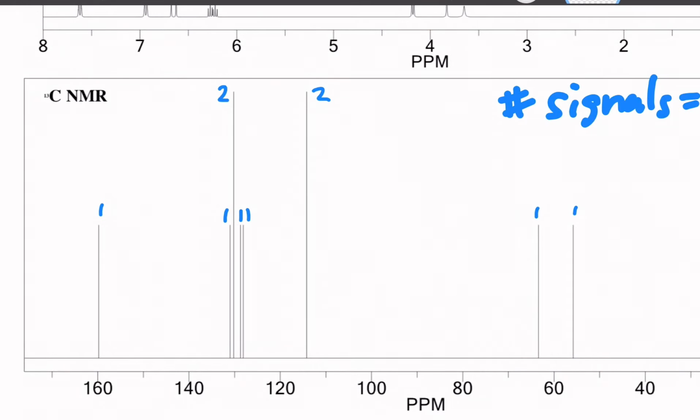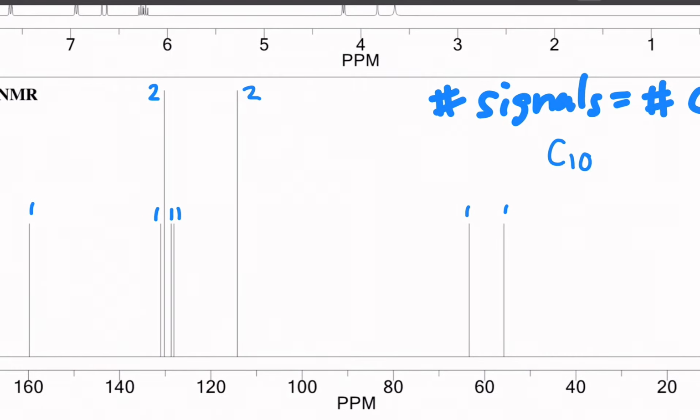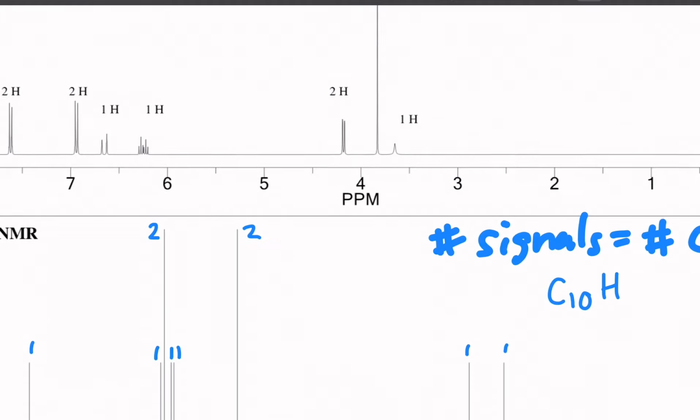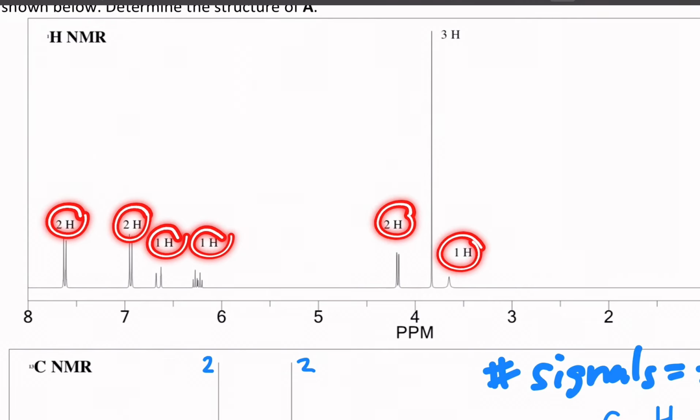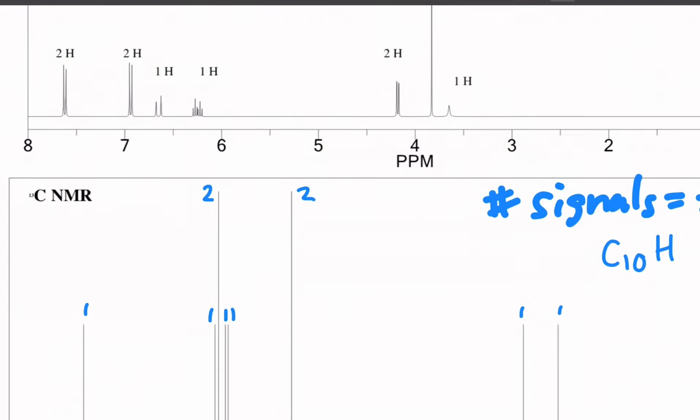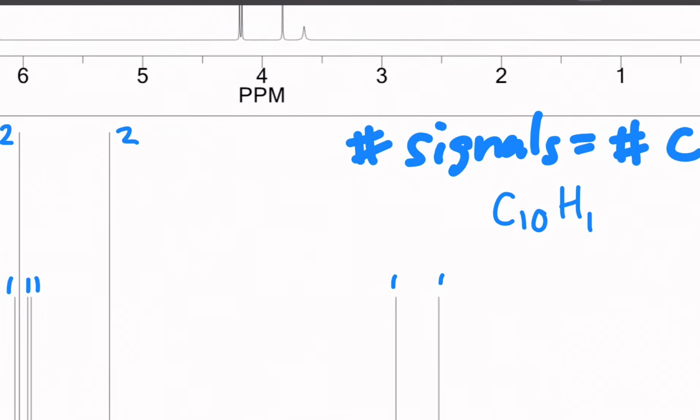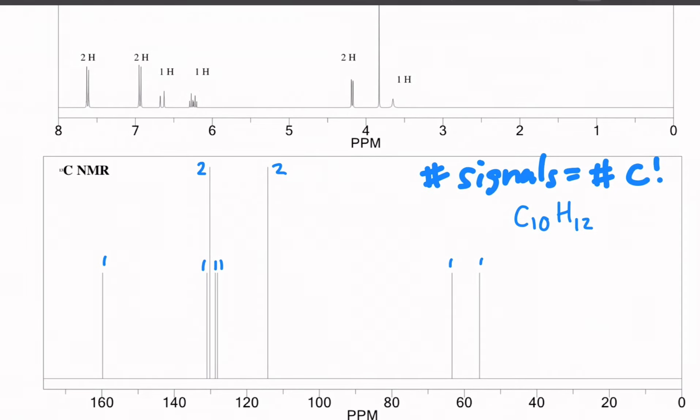So if I add all those up, we've got 1 plus 2 plus 1 plus 1 plus 1 plus 2 more and 2 more. I've got 12 carbon atoms in my molecule. Oh, sorry, 10 carbon atoms in my molecule. So this is a C10 molecule. If we use the hydrogen NMR, we can look at the integration and just add those up as a first guess. 2, 4, 5, 6, 7, 8, 9, 10, 11, 12. Also 12 hydrogens. So 10 carbons and 12 hydrogens.